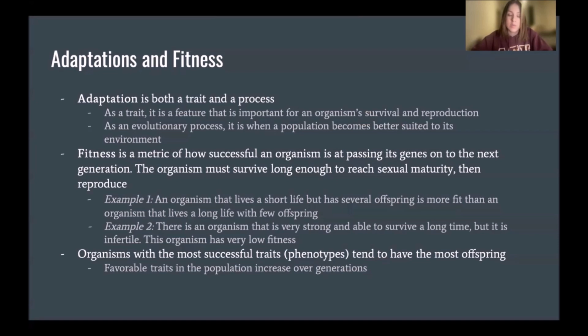So in the second example, and this was already mentioned before, there's an organism that is very strong and able to survive a long time, but it is infertile. This organism has very low success or very low fitness. And this is because it has low reproductive success. And so just really trying to emphasize that reproductive success is very important with fitness. So organisms with the most successful traits or phenotypes tend to have the most offspring. Favorable traits in the population increase over generations.